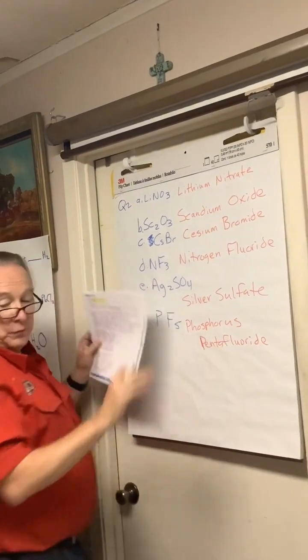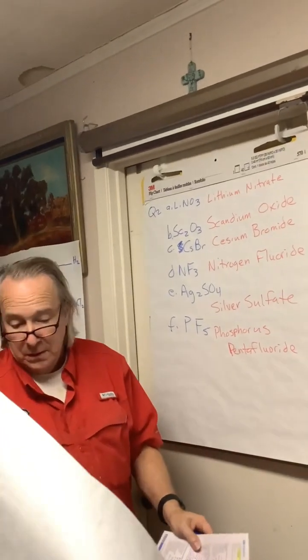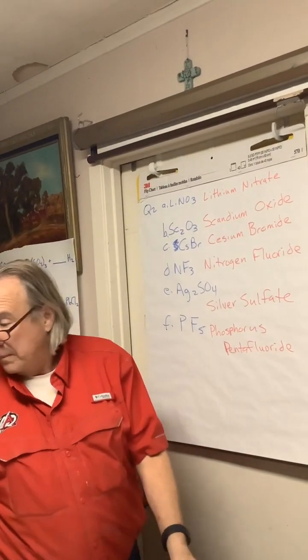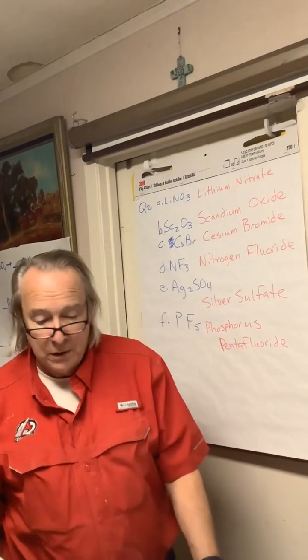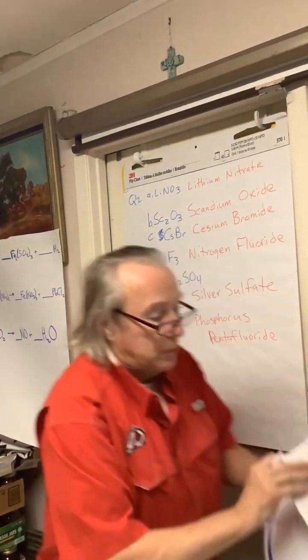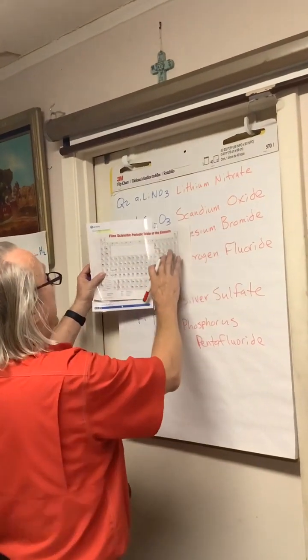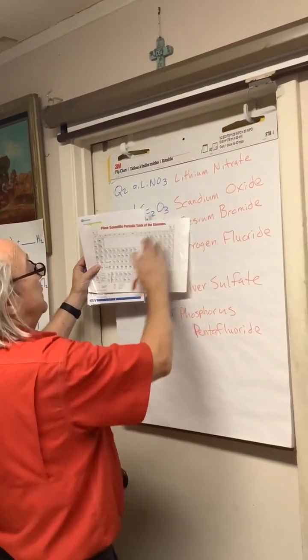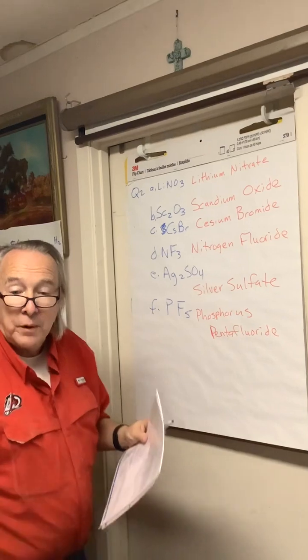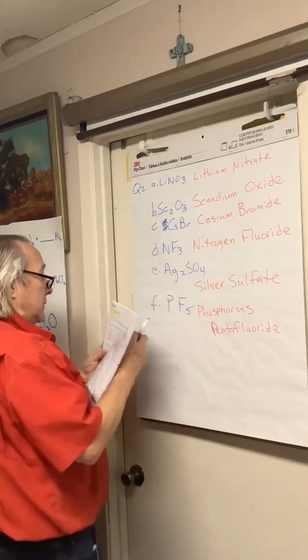If you look, phosphorus and fluorine are both to the right of the step line, which means they're both nonmetals. So we're forming a covalent compound here.